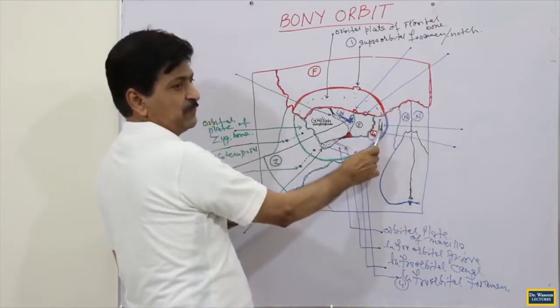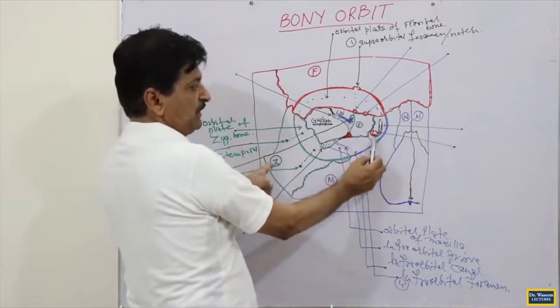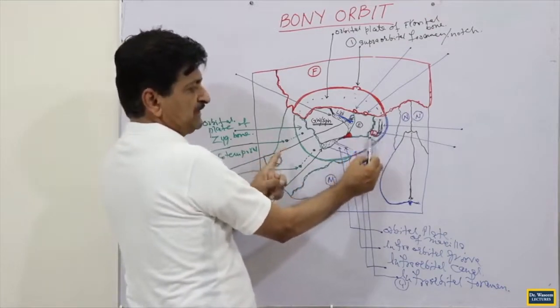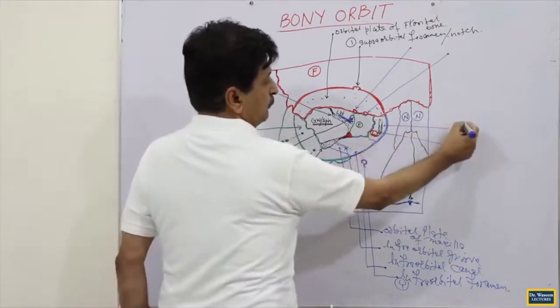But inside it is not forming the medial wall. The medial wall is formed inside, when you are going to the medial side. Almost 30% of the medial wall will be formed by this bone whose name is the lacrimal bone. So this bone is called the lacrimal bone.